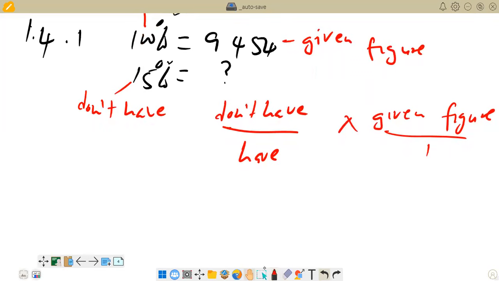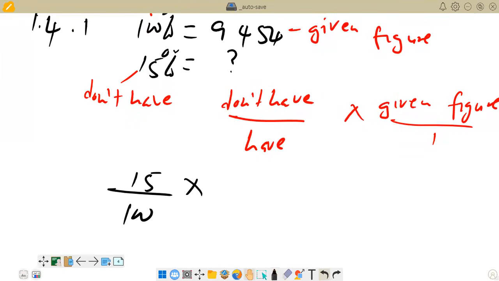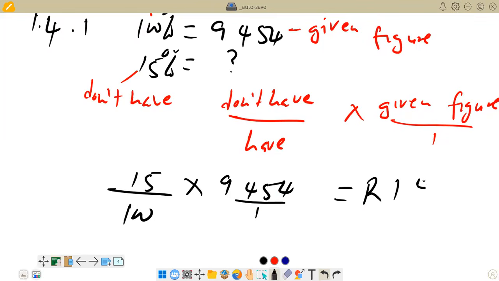So we can just substitute the figures that we are given there. Now we are saying what we don't have is 15, and then we say over what we have is 100. Then we multiply by the figure that we are given there, which is 9,454 over 1. So let's calculate and see what we are getting. If you calculate that one, you'll see that you are going to get 1,418.10. So this is what we have.